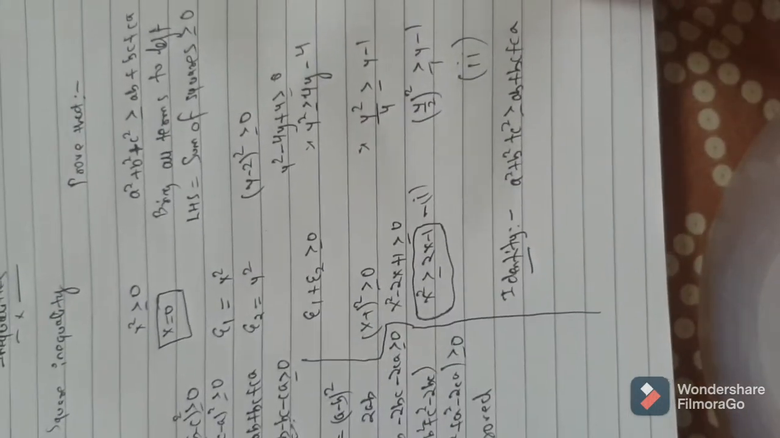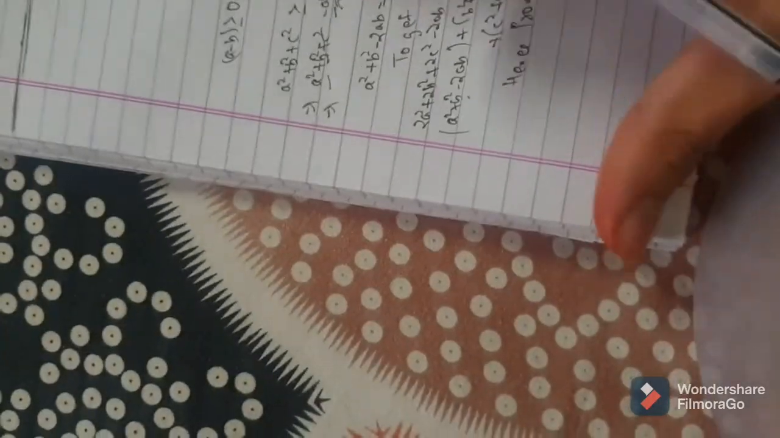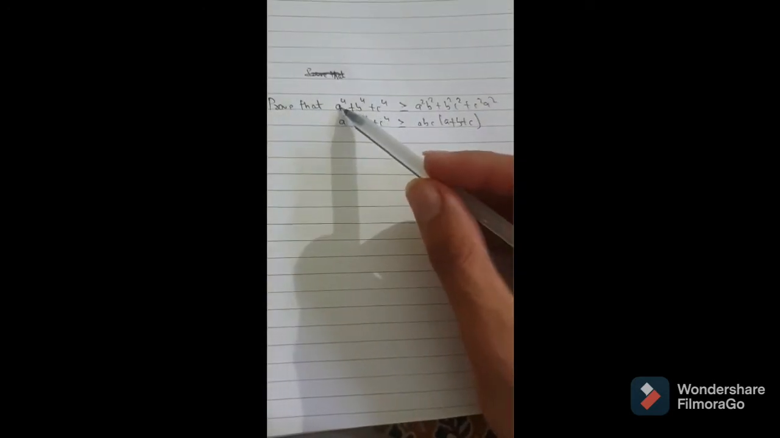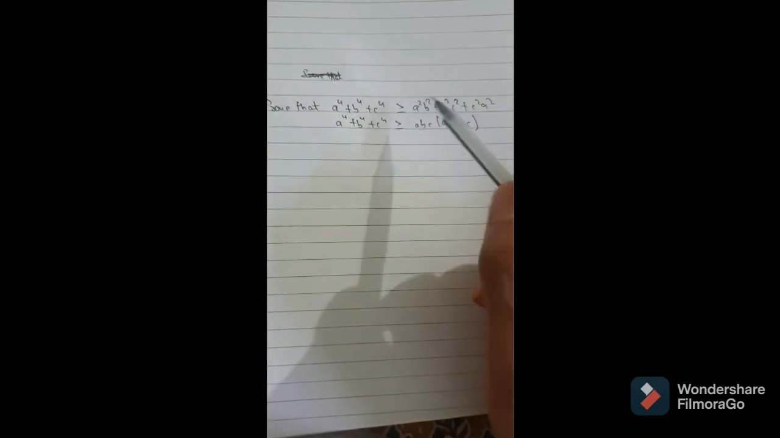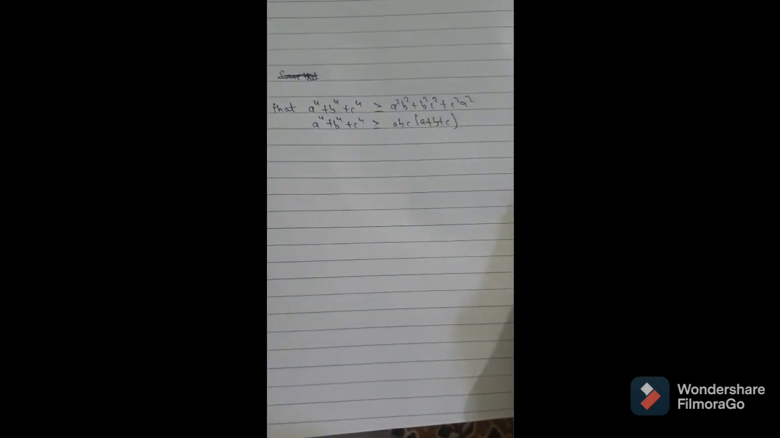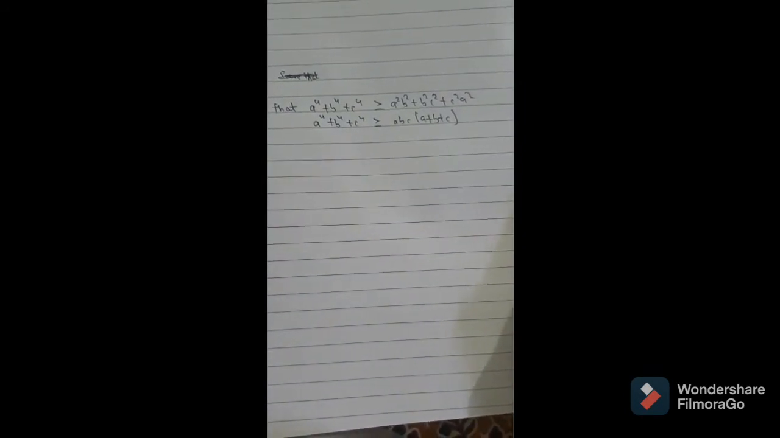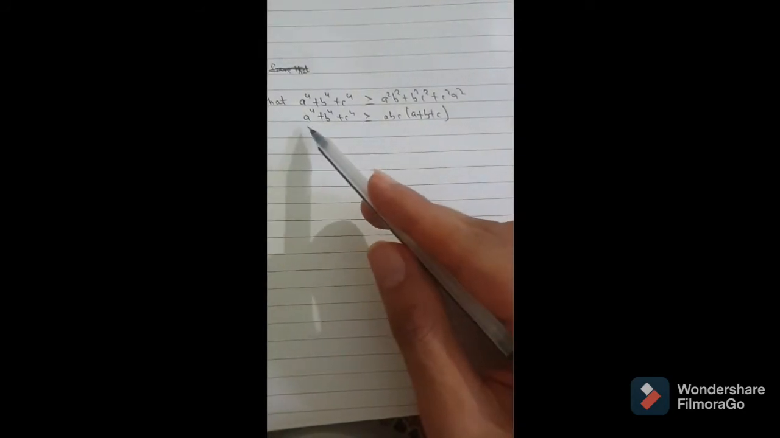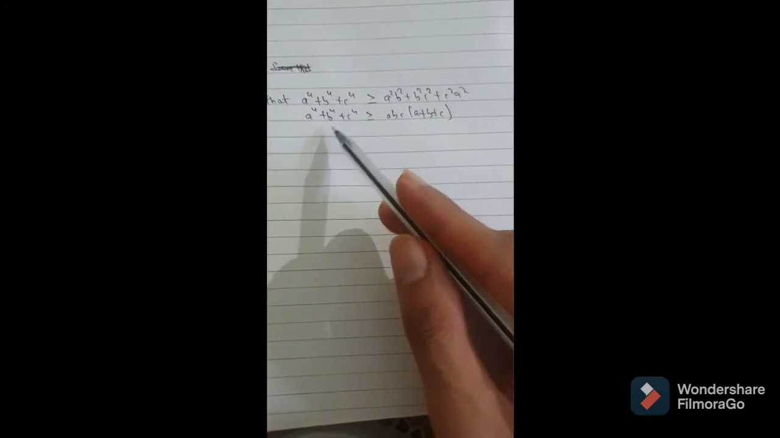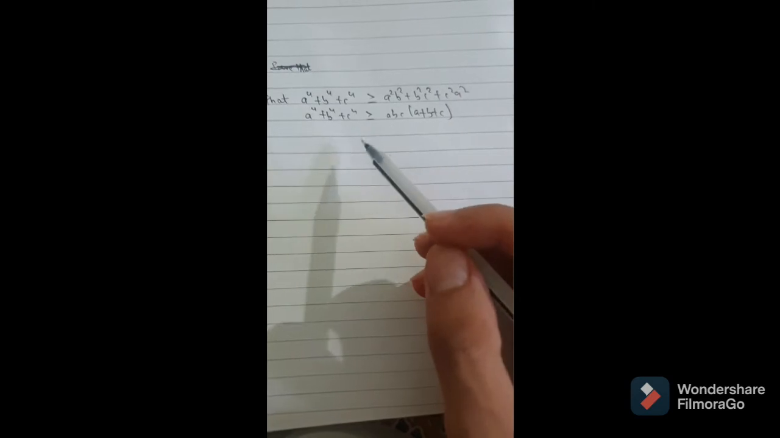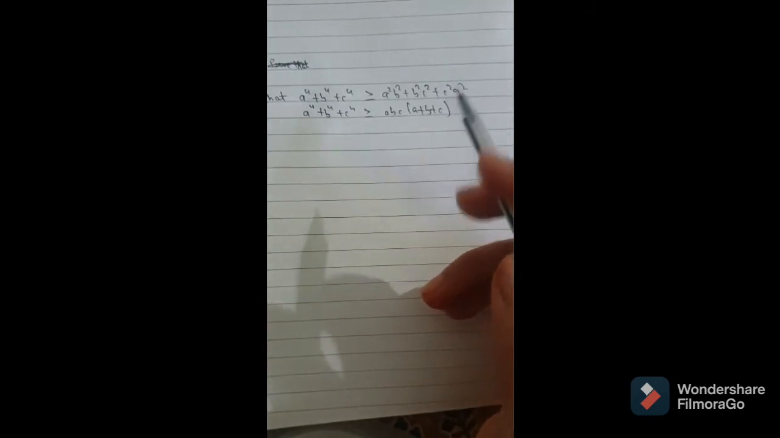Now we can see yet another example for this. So the next example is, prove that a power 4 plus b power 4 plus c power 4 is greater than or equal to a square b square plus b square c square plus c square a square. And another example is that a power 4 plus b power 4 plus c power 4 is greater than or equal to abc times a plus b plus c. Guys, first please try the problems yourself and then see the solution.